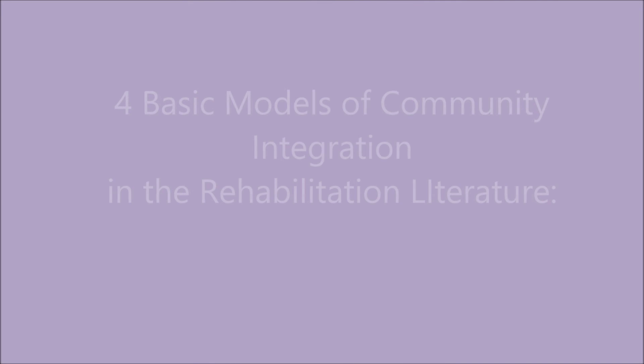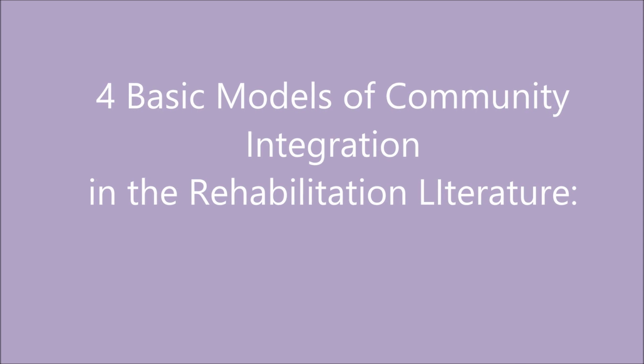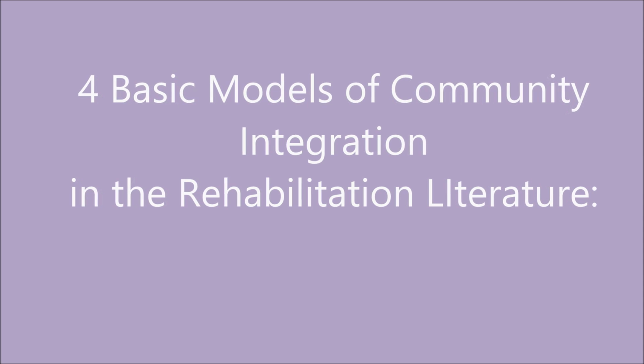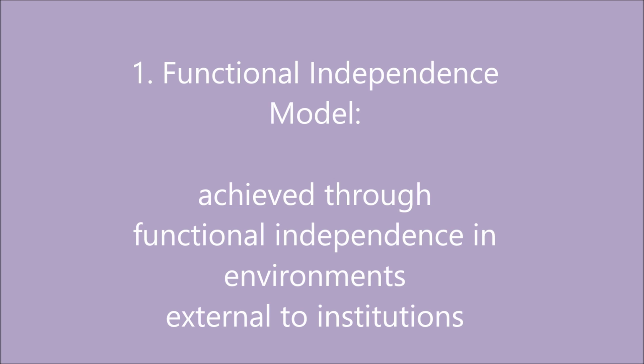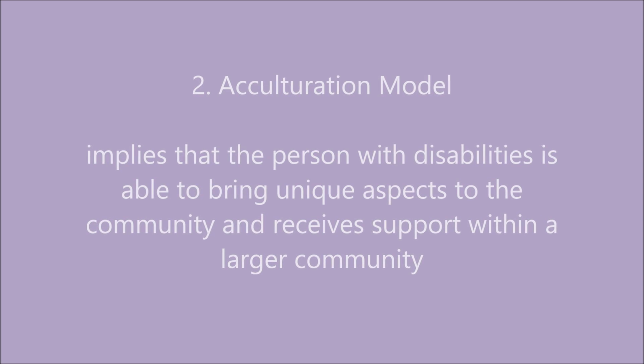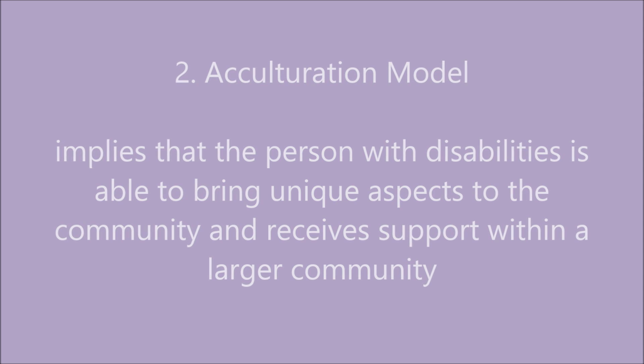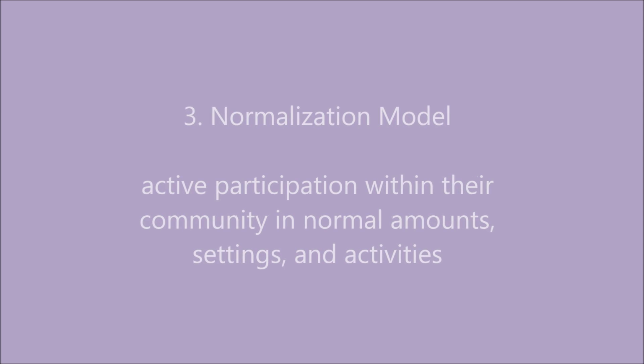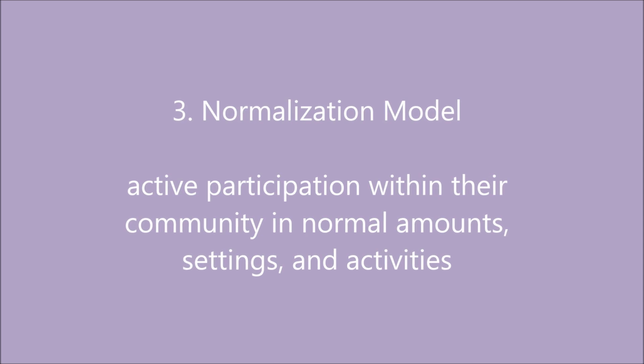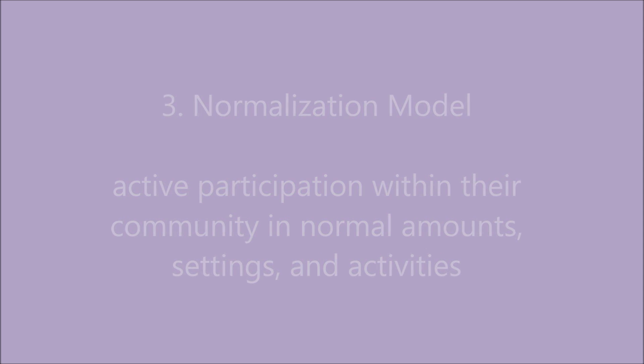So next I'm going to discuss the 4 basic models of community integration that's in rehabilitation literature. So the first one is functional independence model. And this is achieved through functional independence in environments external to institutions. So basically anything out of the institutions. Second is the acculturation model. So it implies that the person with a disability is able to bring unique aspects in a larger community. So it's not the small, tight-knit community yet. So the normalization model is to achieve participation with the community in the normal amount, settings, and activities.